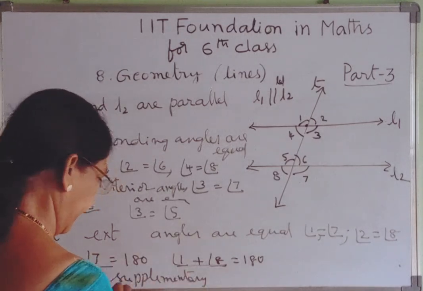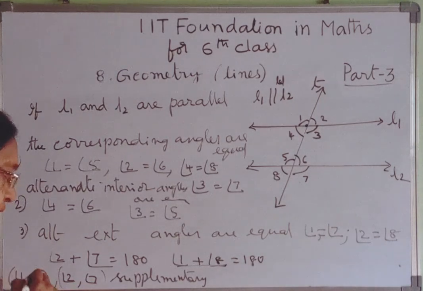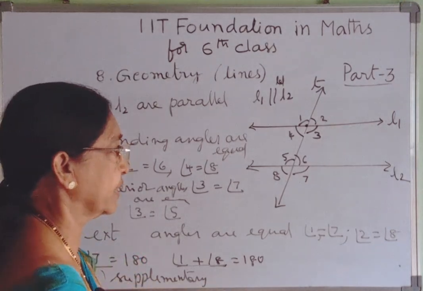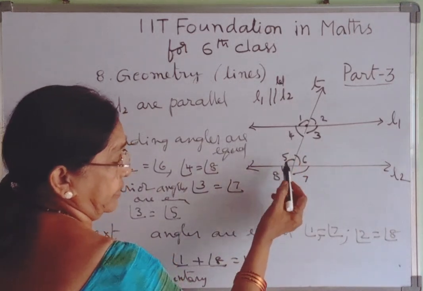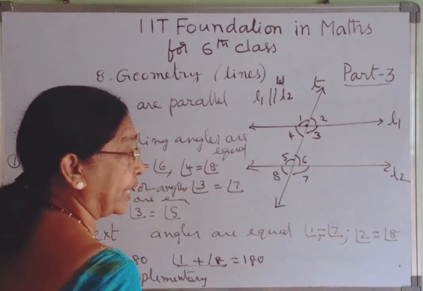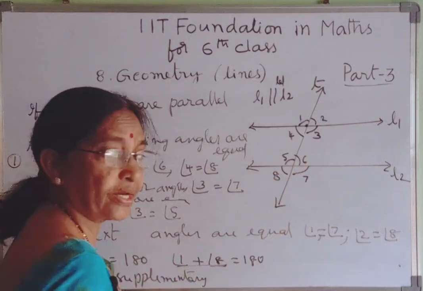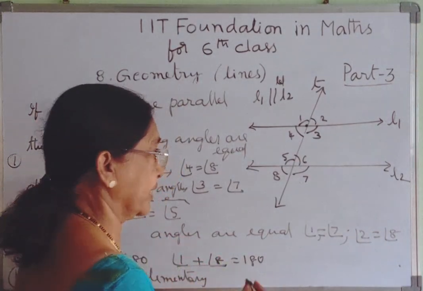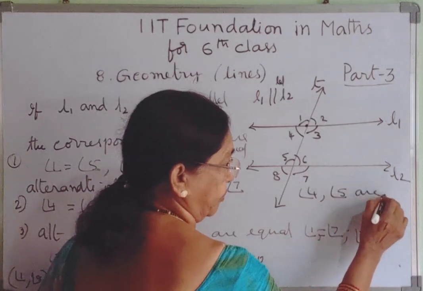Angle 1 and angle 8 are also supplementary. These two are one set and these two are one set. They are supplementary angles, that means the sum of the two is 180 degrees. Similarly, interior angles lying on the same side are supplementary. That is angle 4 and angle 5 are supplementary angles, the sum of those two angles is equal to 180 degrees.